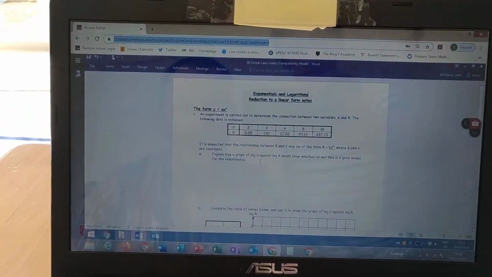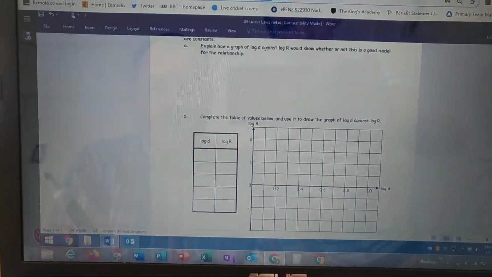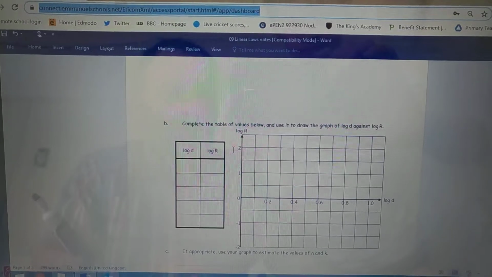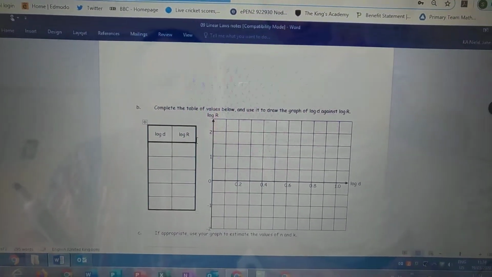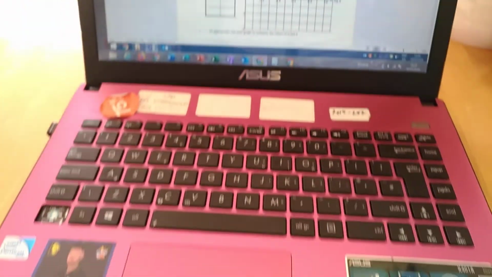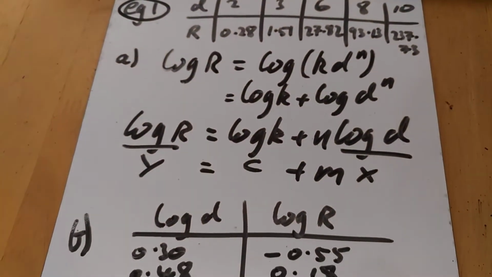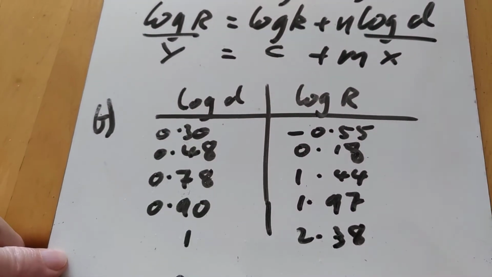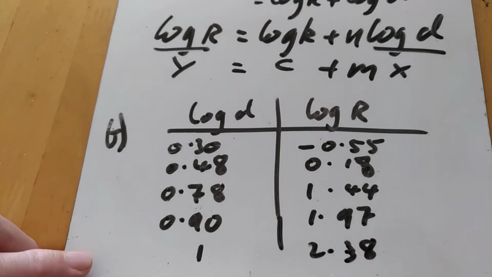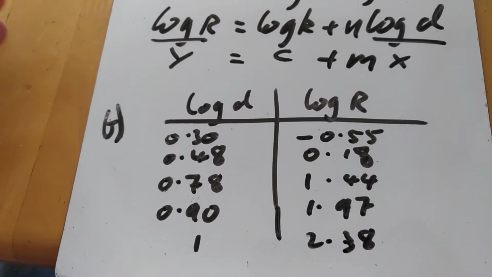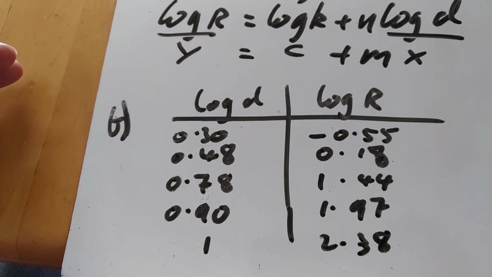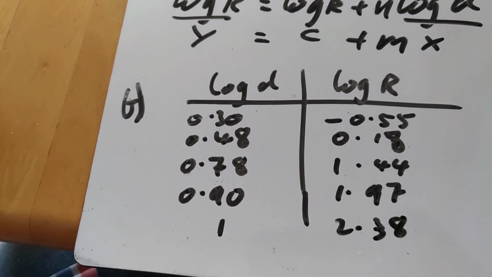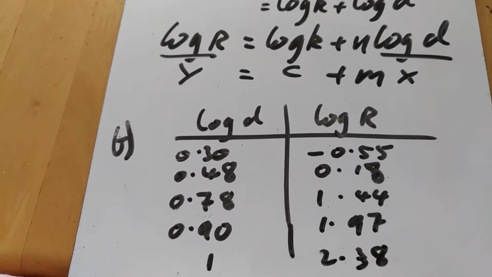So looking back to the question again, part B says complete the table of values and then let's look to draw the graph of it. So log d against log r, I've actually already done, if you like Blue Peter, here's one I did earlier. So I've got my values for log d, values for log r. I've chosen log to the base 10. It doesn't matter what base you choose as long as you're consistent with it later on. So there's my table of values.